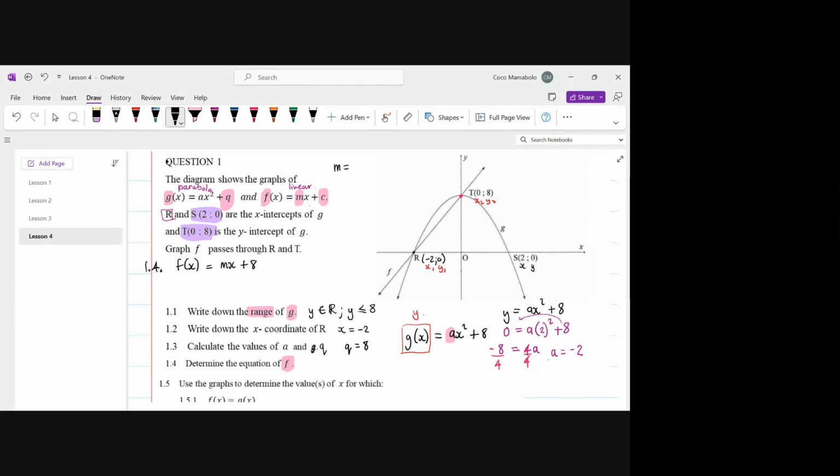My gradient is y2 minus y1, so 8 minus 0 over 0 minus -2. That will give me 8 over 2, which is equal to 4. Therefore, F of x is equal to 4x plus 8. There we go. All right.